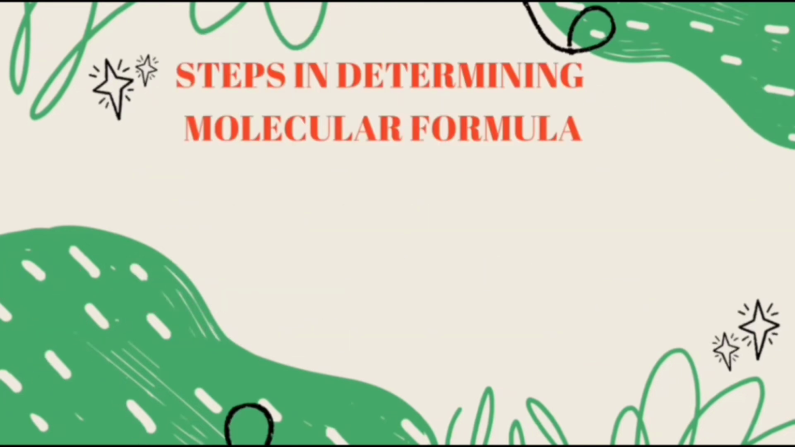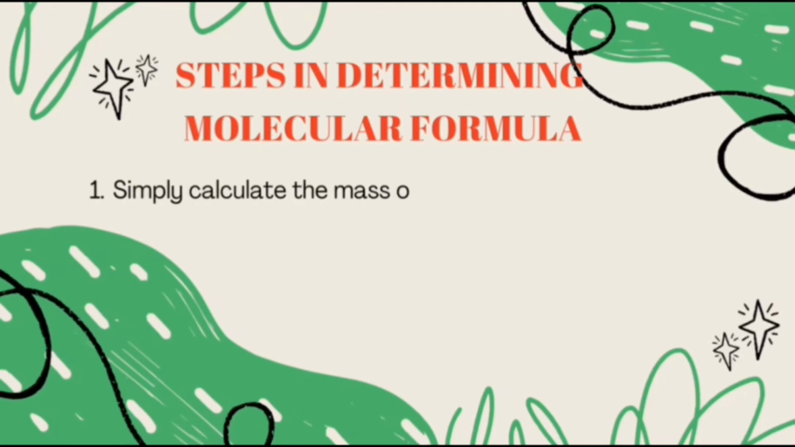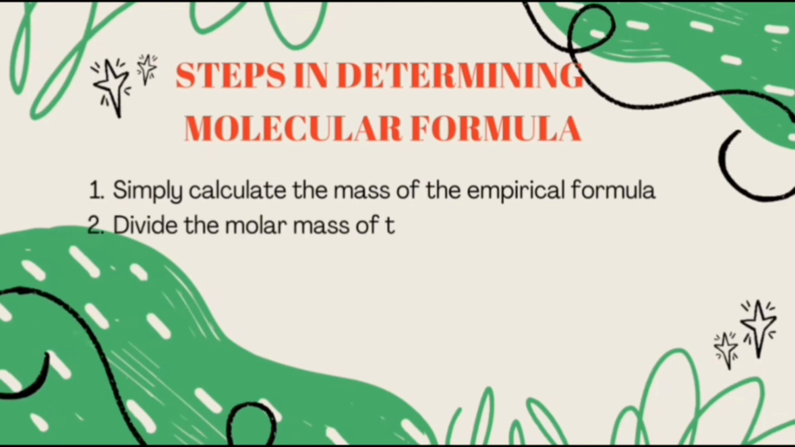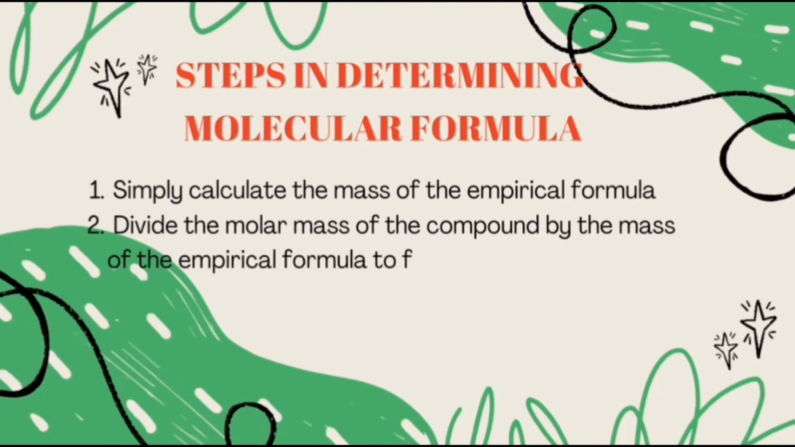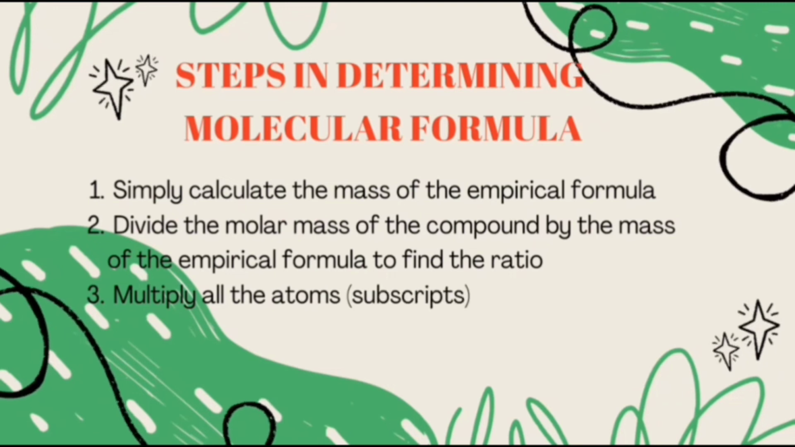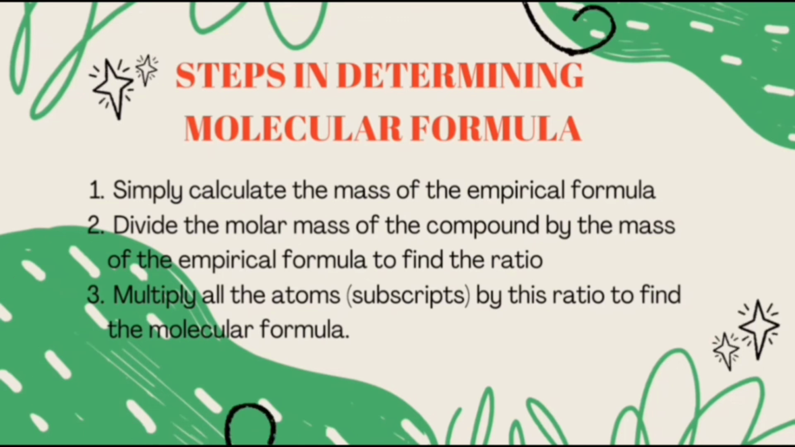How to determine the molecular formula? First, simply calculate the mass of the empirical formula. Then, divide the molar mass of the compound by the mass of the empirical formula to find the ratio. Lastly, multiply all the subscripts of the atoms by this ratio to find the molecular formula.